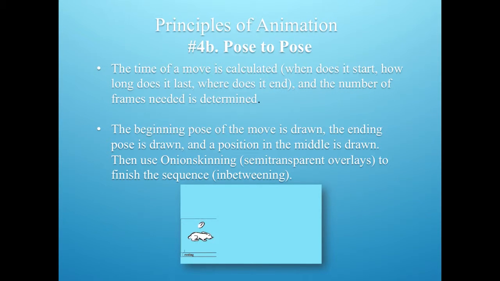And then you draw the beginning of the move, the middle of the move, and the ending of the move, maybe a couple of positions in the middle, and then you start to use the semi-transparent overlays or onion skinning so you can draw the in-betweens, so you can locate the space where that image is going to be, and then you end up with a nice completed move.